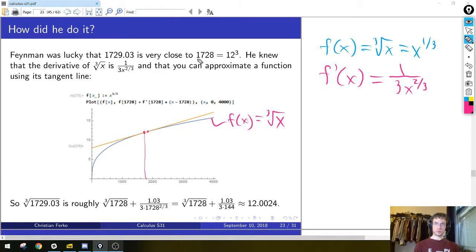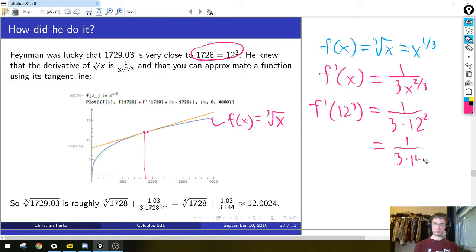So what's the slope of the tangent line at this point that he happens to know? Well, f prime at 12 cubed is 1/3 times 12 cubed to the 2/3 power. Power to a power, 3 times 2/3 is 2. So this is 1/3 times 12 squared, or 1/3 times 144. So it seems like a lot of work, but this is probably what Feynman was doing when he was pointing to his head and saying thinking, getting this part.